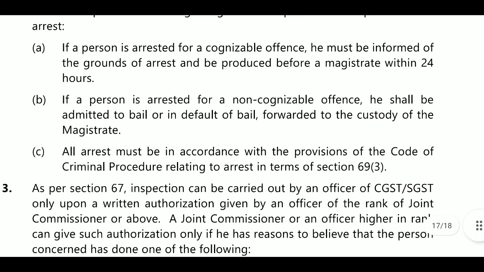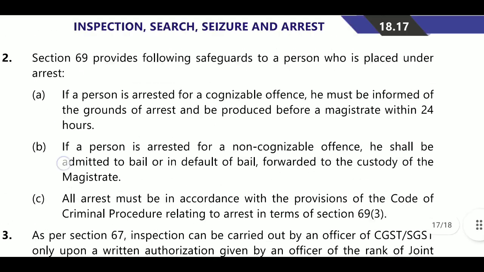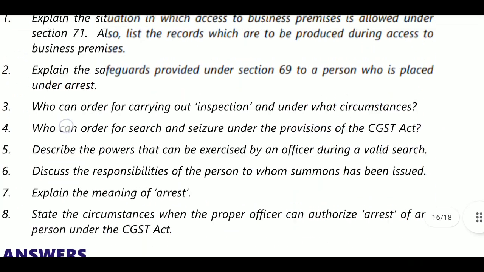Next, if a person is arrested for a non-cognizable offence, that is, a bailable offence, he shall be admitted to bail, or in default of bail forwarded to the custody of the magistrate. In a cognizable offence you will not get bail, so first they will inform the magistrate within 24 hours. In the second case, they will have bail. Next, all arrests must be in accordance with the provisions of the Code of Criminal Procedure relating to arrest, in terms of section 69(3), that is related to safeguards relating to a person who is arrested.